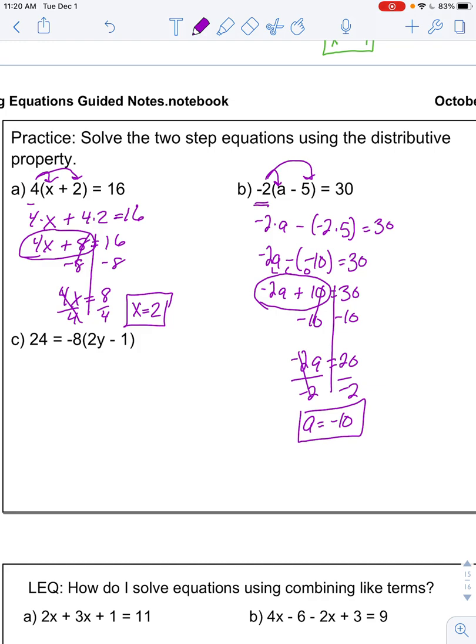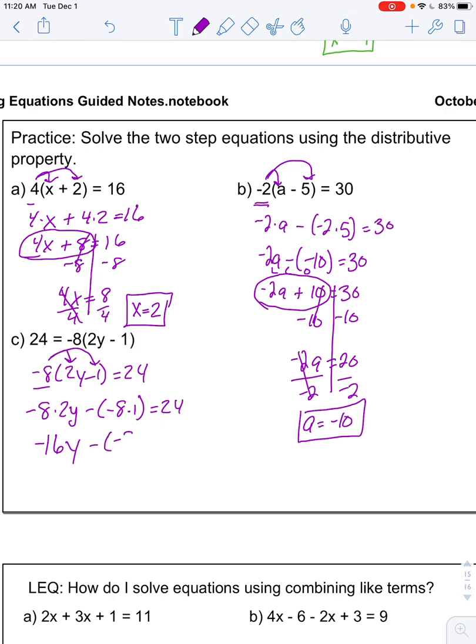Last but not least, the only thing different here is that the equal sign is on the left-hand side. So if you don't like that, you could just switch it to the other side. It's not going to change the problem. Okay, so either way, we are distributing a negative 8 to 2y and to 1. So we got negative 8 times 2y minus negative 8 times 1. It's all equal to 24. So negative 8 times 2y equals negative 16y, minus negative 8 times 1 gives us negative 8.